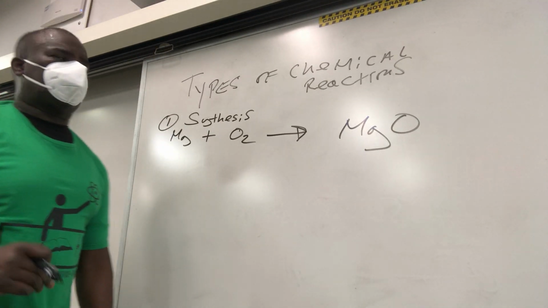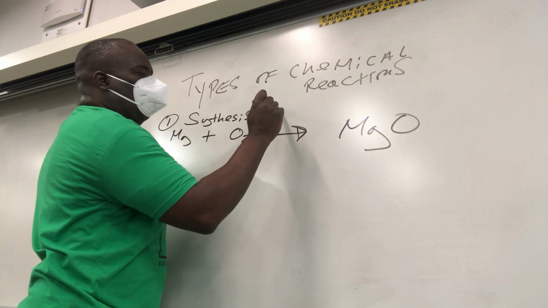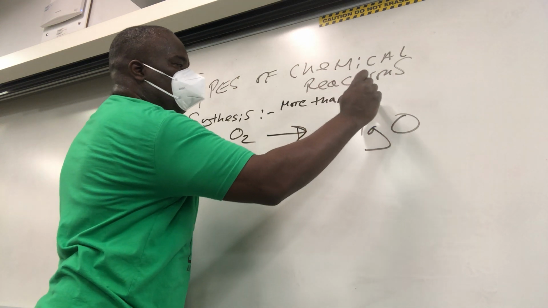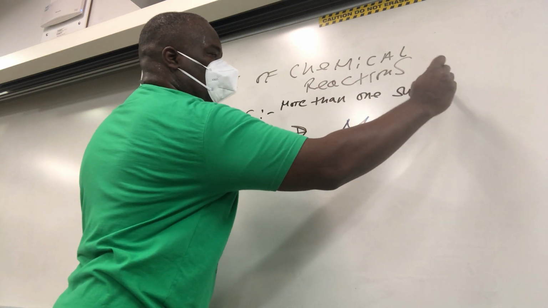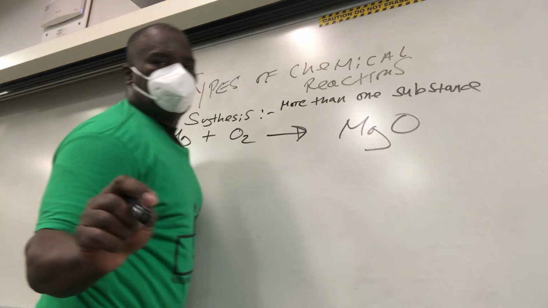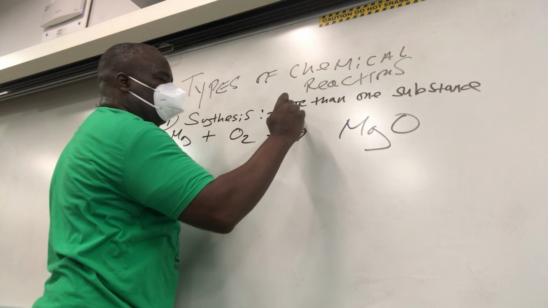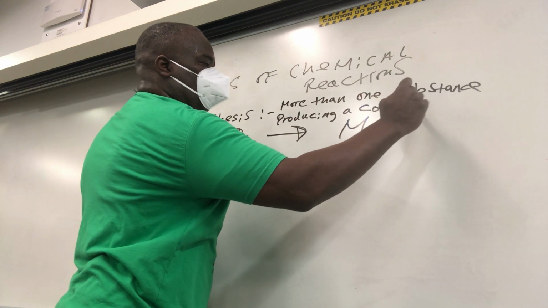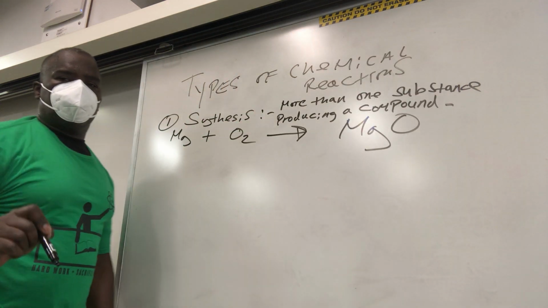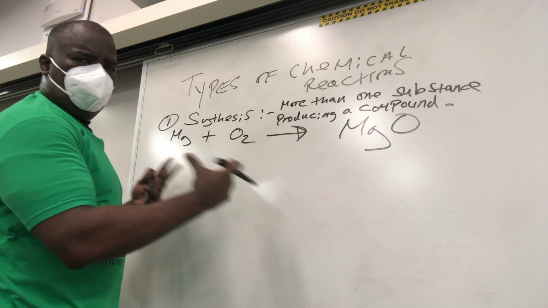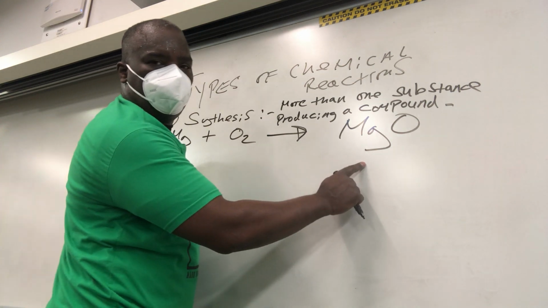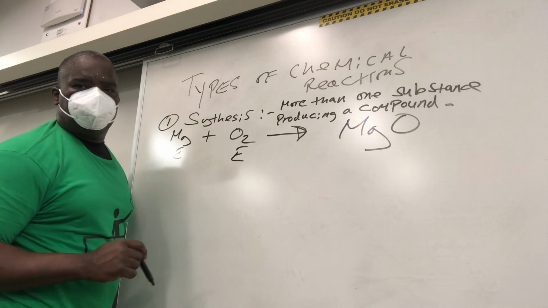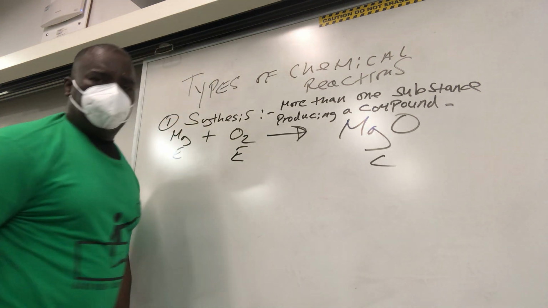And how do you recognize a synthesis reaction? Okay, it's always more than one substance producing a compound. So it's two or more things coming together to give you a compound. In this case, the element magnesium is reacting with the element oxygen to produce the compound magnesium oxide.